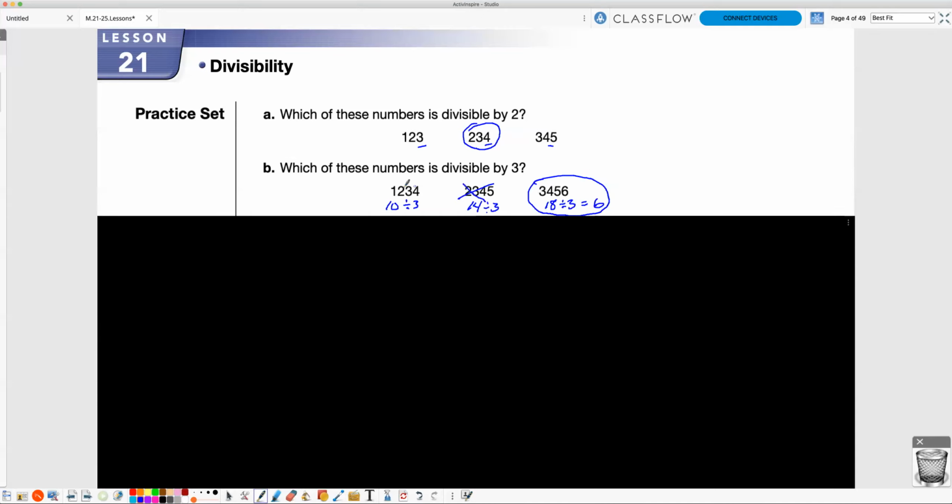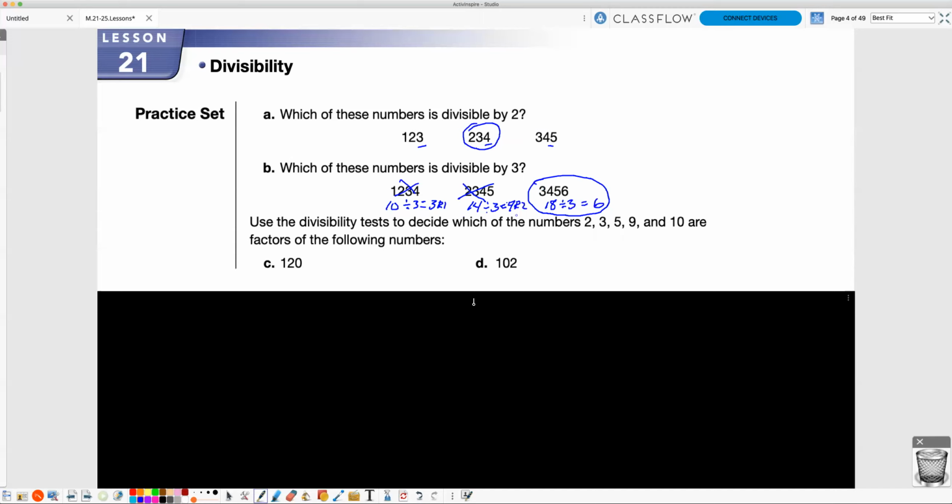This one is not divisible by 3, neither is this one, because this would end up being a remainder. This would be like 3 remainder 1, right? This would end up being 4 remainder 2. If you did the math on this one, it'd be 4 remainder 2.